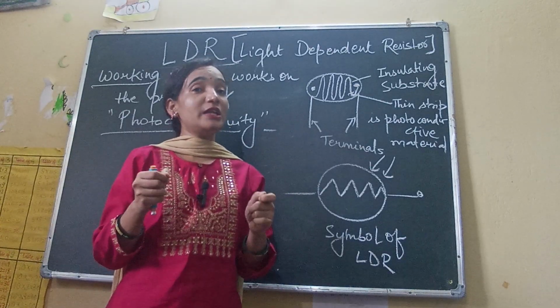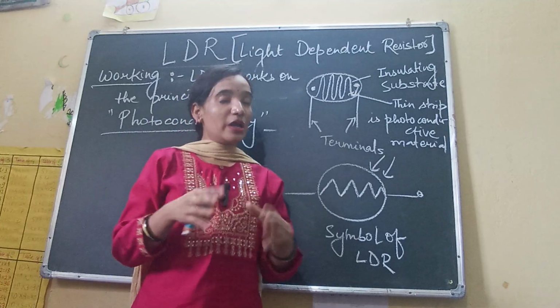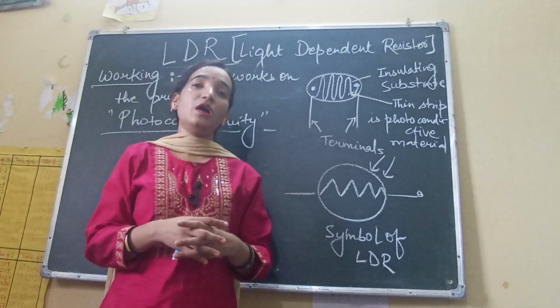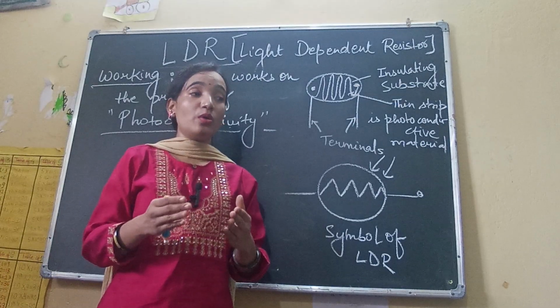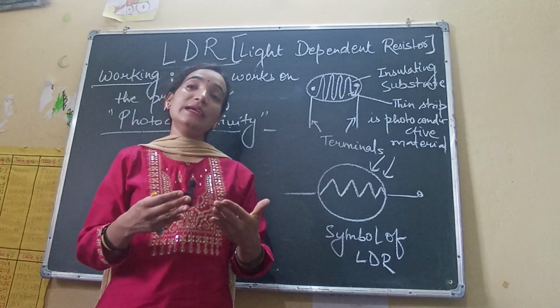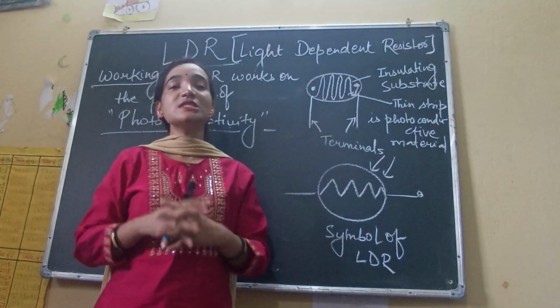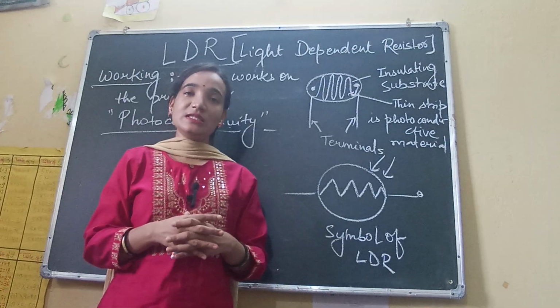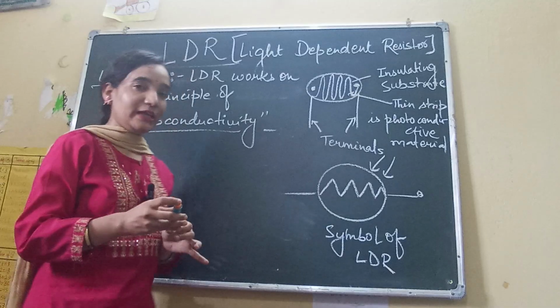The value of the resistance will increase, and it will be very high, nearly megaohm. Okay, so while the intensity of the light is more, the resistance is getting less and the conductivity is getting higher. So this is the working principle of LDR.